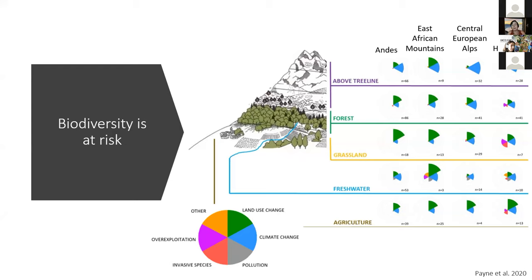A number of drivers, be it land use change, climate change, pollution, etc., represent a large threat to mountains and to those very numerous species. And as you can see in this figure, from the Andes to the African continent to Asia, all ecosystem types, all levels along the slopes of mountains are exposed to global change drivers, which put their species at threat and also their habitats. So that's another additional reason for why mountains matter.